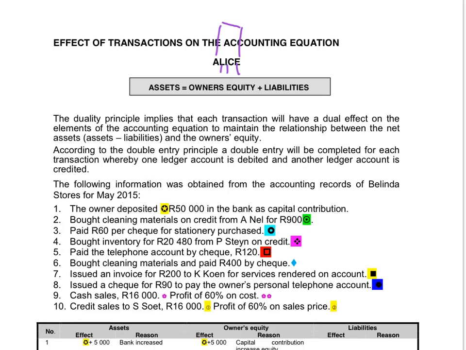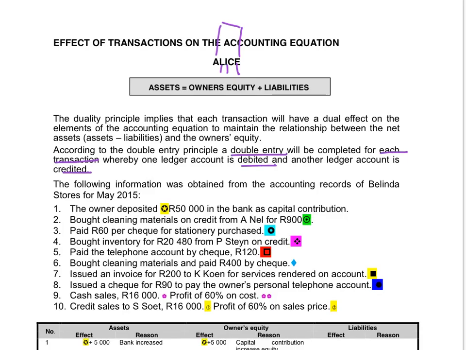So the duality principle applies. That means that there must be a dual effect on the accounting equation so that the equation can stay the same, and the relation between assets and owner's equity must be the same. According to this double entry principle, a double entry will be completed for each transaction. So for every transaction that you record, you will debit one account and you will credit another account.